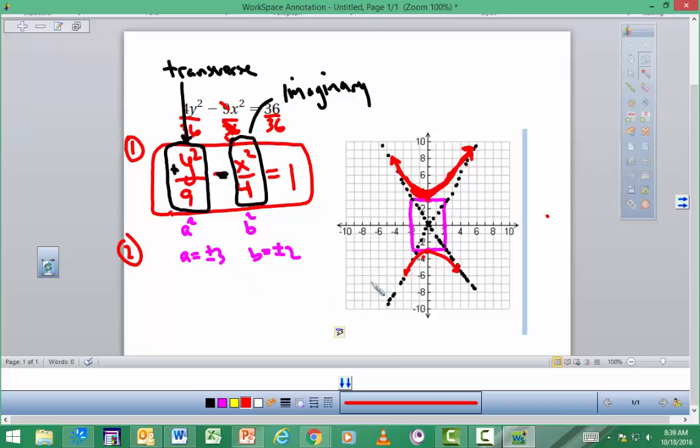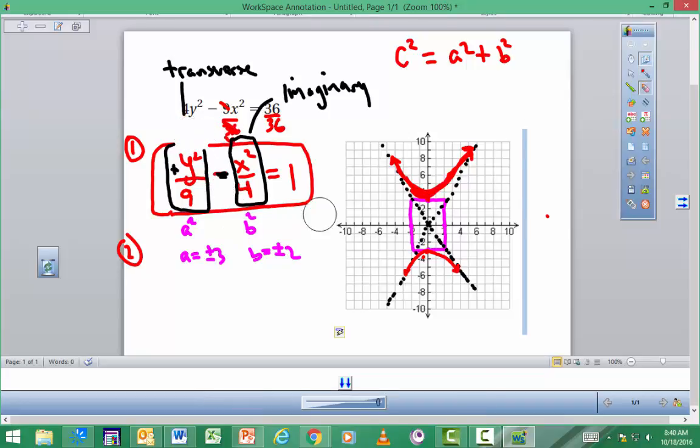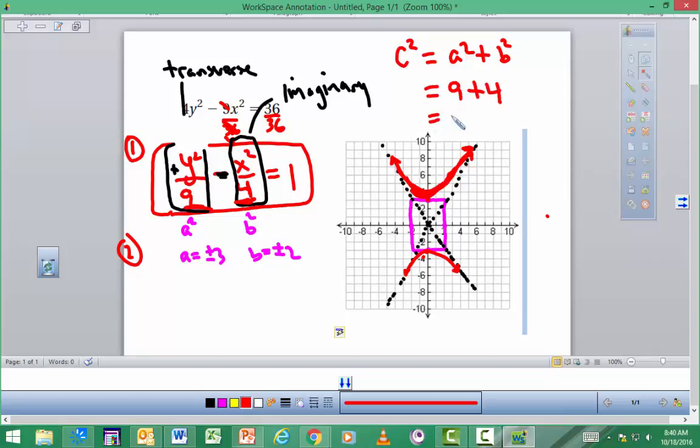So there's the graph. Now there's just a few things we need to do. We need to find the focus points. So that requires us to use this relationship: c squared is equal to a squared plus b squared. And so we have the a squared and b squared. They're sitting right here. This number and this number are your a squared and b squared. So in this case we get 9 plus 4, which equals 13. And so this then would tell us that c is equal to plus or minus the square root of 13.